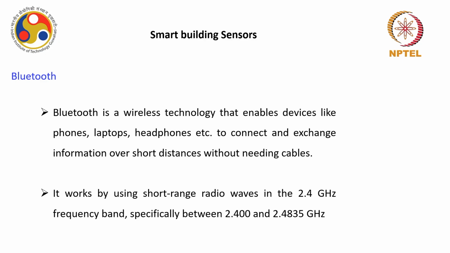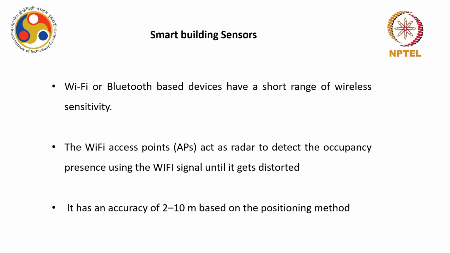Bluetooth is another wireless technology that enables devices like phones, laptops, even headphones and earbuds to connect and exchange information over a short distance without needing any cables. It works by using short range radio waves in the 2.4 gigahertz frequency band. Specifically, it is about 2.4 gigahertz to 2.4835 gigahertz, right? Both these kinds of devices have a short range of wireless sensitivity.